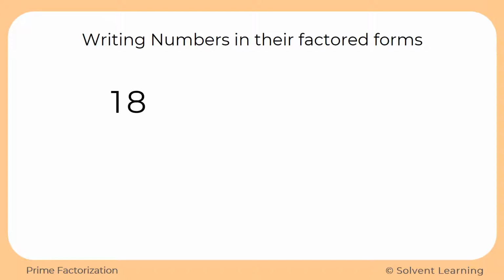So let's take a look at the number 18. There's many different ways that we can write the number 18 as a series of numbers being multiplied together. We can write it as 1 times 18, because that'll equal 18. We can write it as 2 times 9. We can write it as 3 times 6. Any of these forms are the factored form of 18, showing the number 18 written as two numbers being multiplied together. But it doesn't have to just be two numbers.